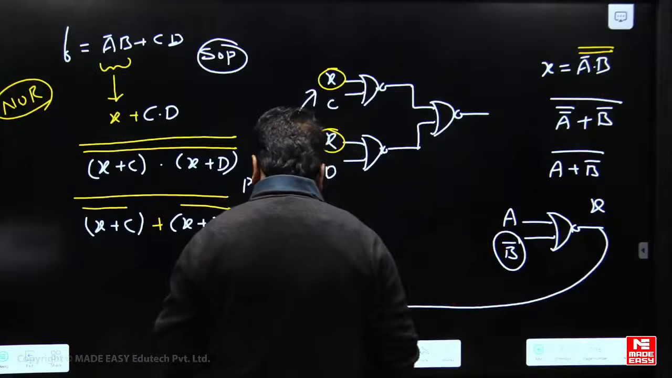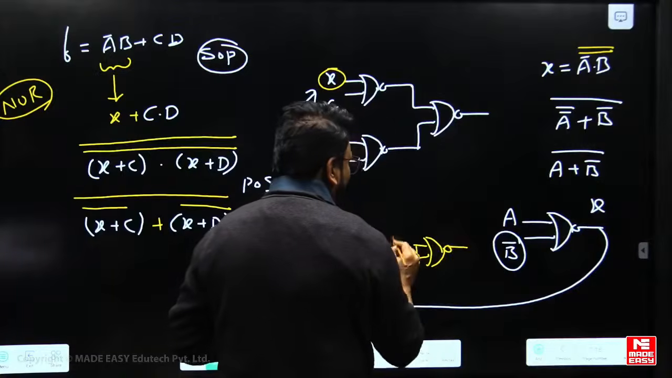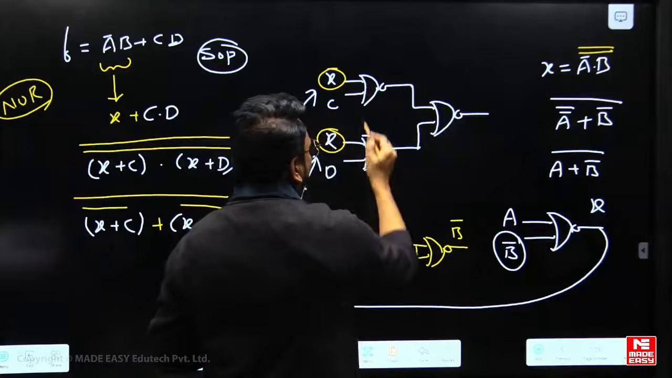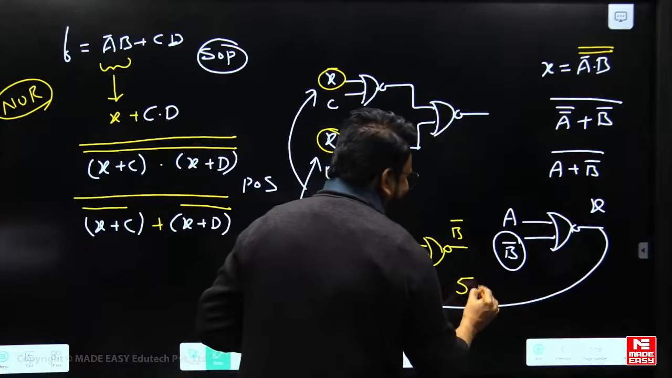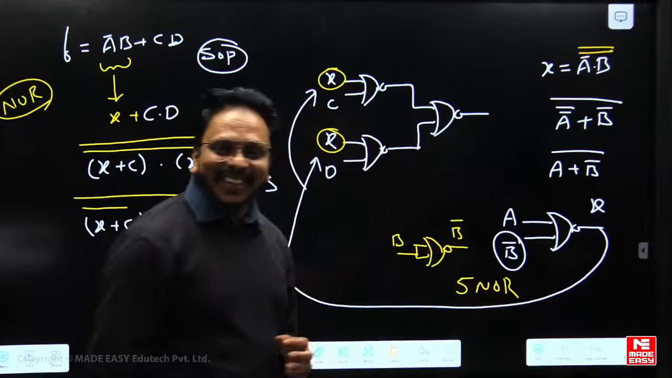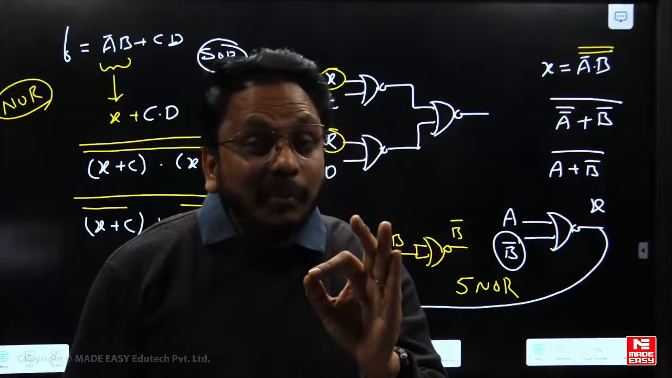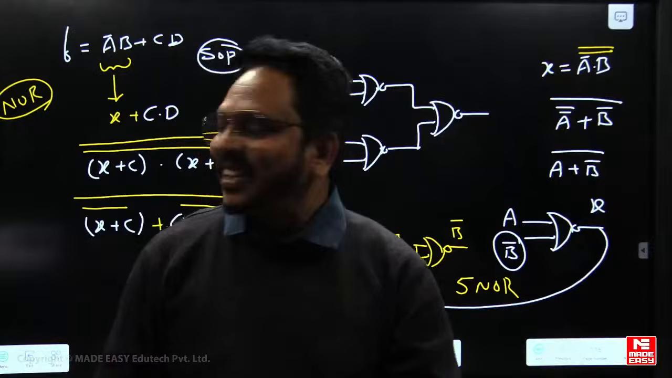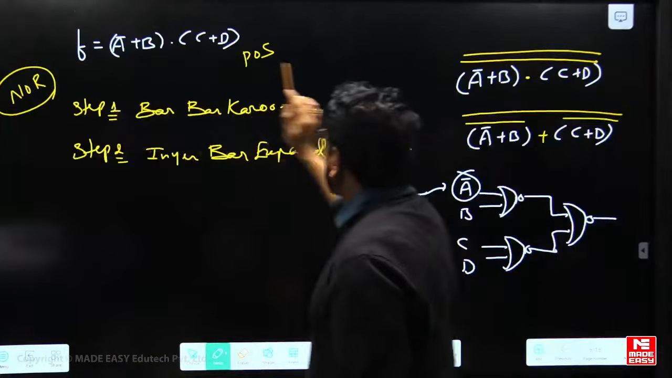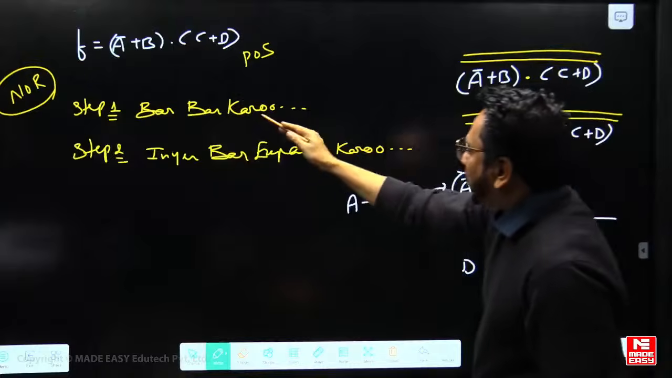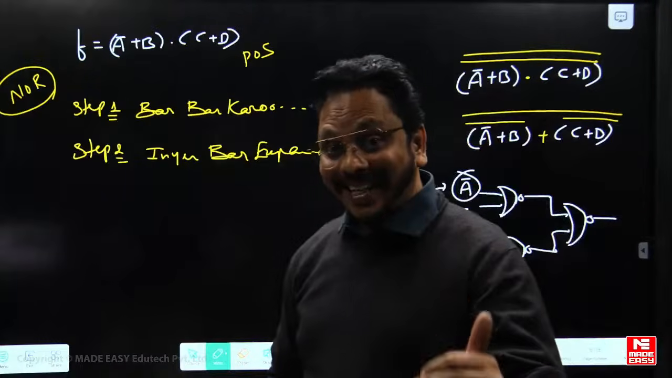Sir, but for this b bar? Don't be that innocent. You connect that one like this, so the b is going to become b bar. So 1, 2, 3, 4, 5. 5 NOR gates we are going to get. Got it? Yeah, simply like that. So, POS forms are NOR friendly. That's why when we have a POS form, directly on that expression we do bar karo, inner bar expand karo, and those steps can be implemented directly.